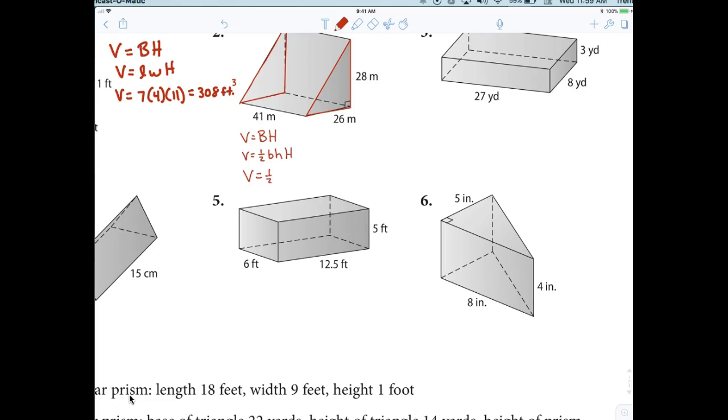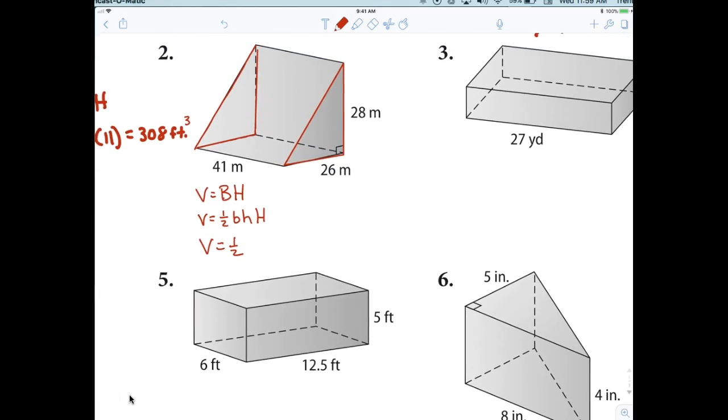V equals 1/2. What's the base of the triangle? 26. Thank you very much. What is the height of the triangle? And what is the height of the prism? 41. Perfect. So now multiply that out for me, Julia. 14,924 meters cubed. Is that what you said?